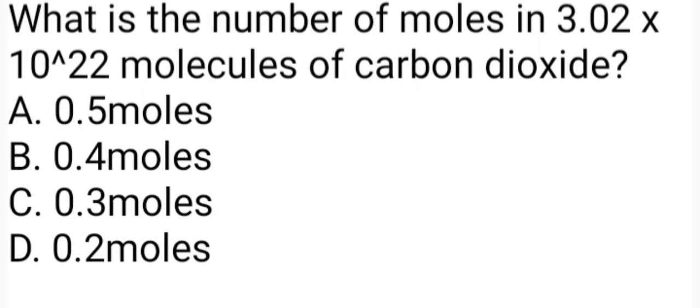Today, we're looking at a very important question in chemistry. The question is, what is the number of moles in 3.02 times 10 to the power 22 molecules of carbon dioxide? Or you can ask, what is the amount of substance in 3.02 times 10 to the power 22 molecules of carbon dioxide? It can also come in that way.